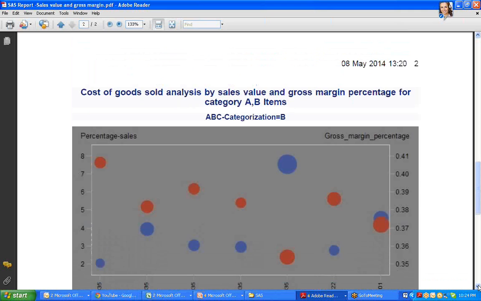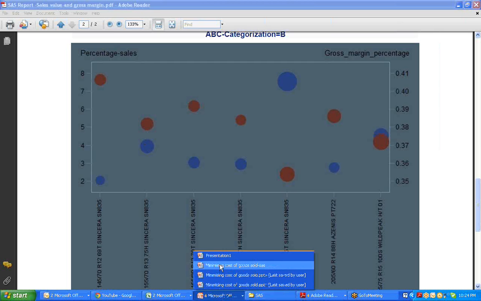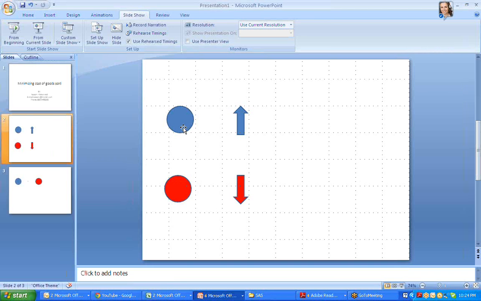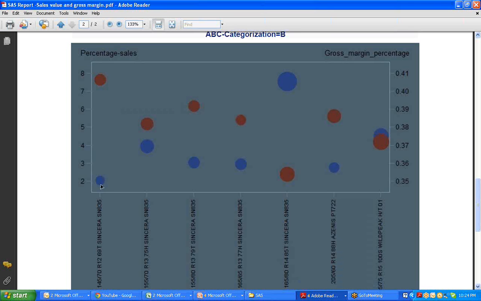But let's go on to the second chart, which is for category B. This is percentage sales. This is the gross margin percentage. Again, as I have said before, you simply follow this rule. As you go from bottom to up, the blue bubble should go up, and as you go from top to bottom, the red bubble should go up. Now let's look at what happens here. Here you see that these red bubbles are all the same size, and this breaks the norm. That means these red bubbles which are down below here should be significantly larger than this red bubble. That is the first instance.